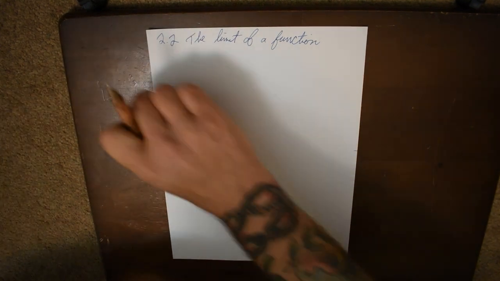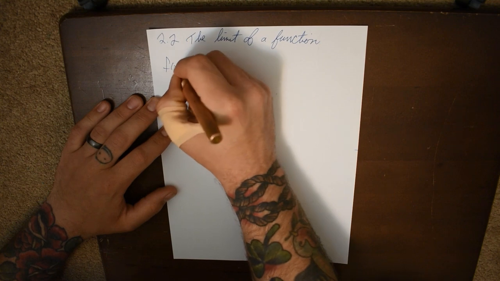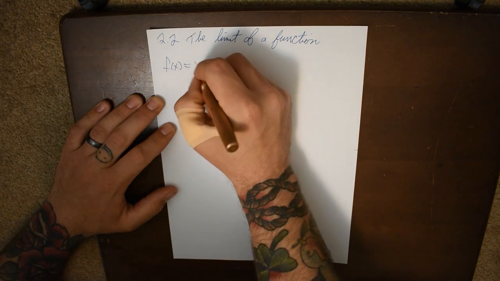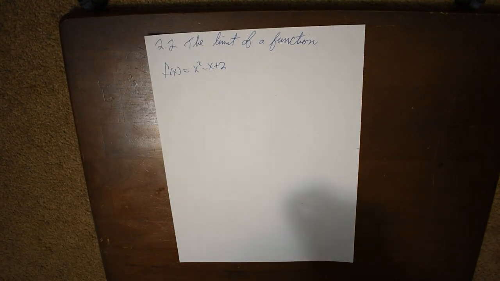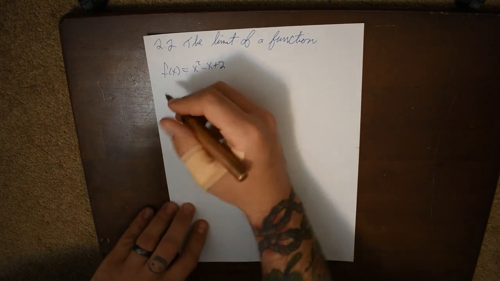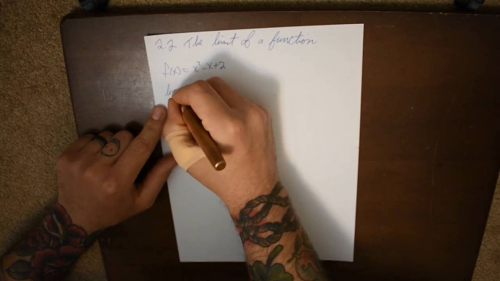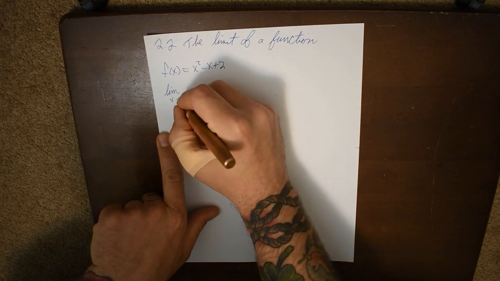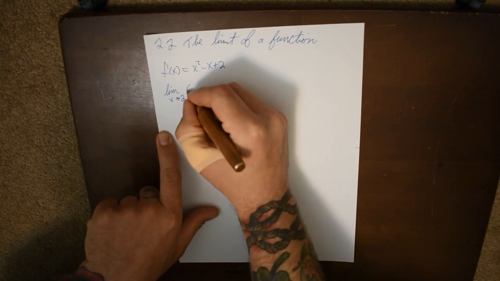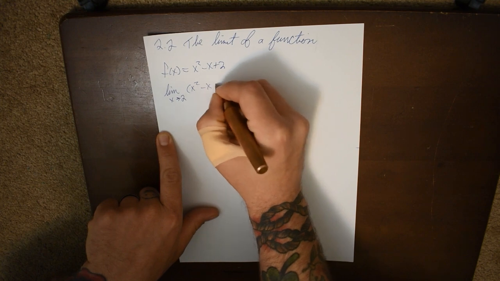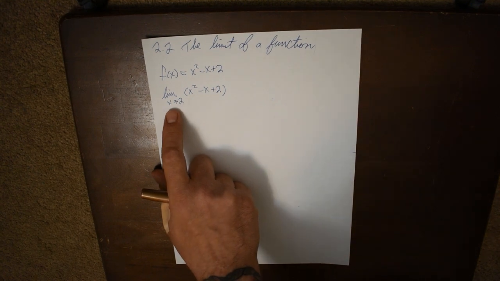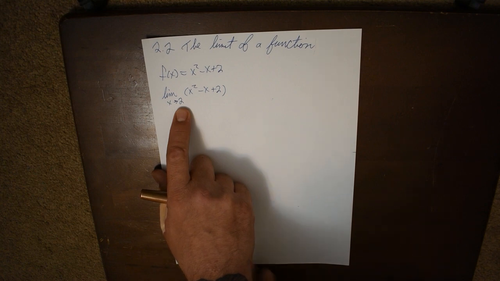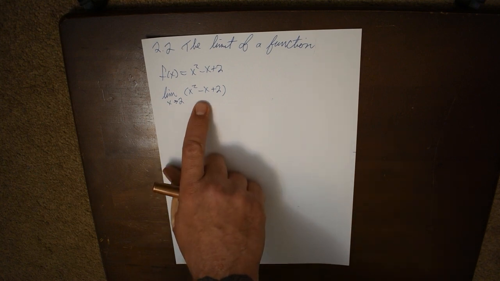For this example, let's talk about the function f of x is equal to x squared minus x plus 2. And in particular, let's talk about what happens as we take the limit as x goes off to 2 of this function of x squared minus x plus 2. So remember what this notation means. This means as we let the values of x get very, very close to 2, what is happening to the y values of this function?